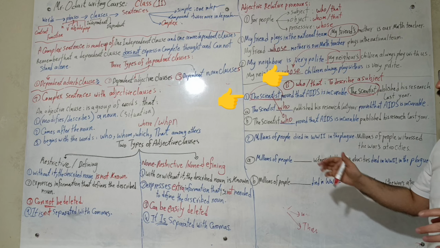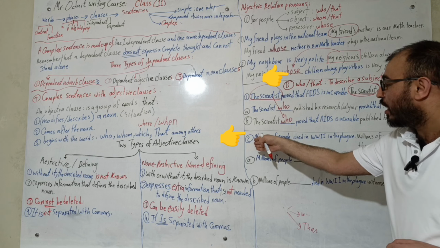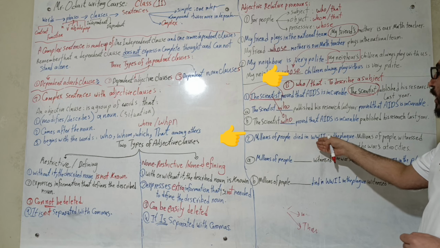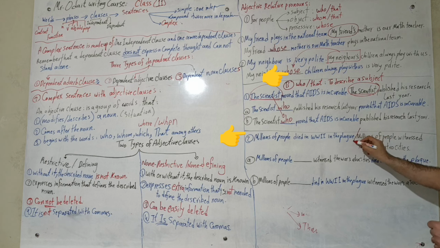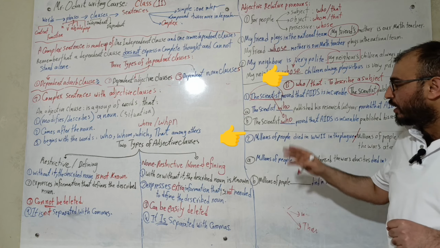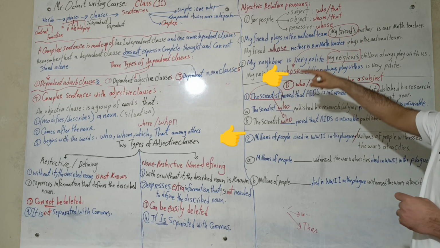The third example, or the second example in this case: we have these two independent clauses or simple sentences. I start with: Millions of people died in World War II in the plague. This is the first one. The second one: Millions of people witnessed the war's atrocities. Here, my friends, again, I have two options. In the case of whose, I have only one option again.